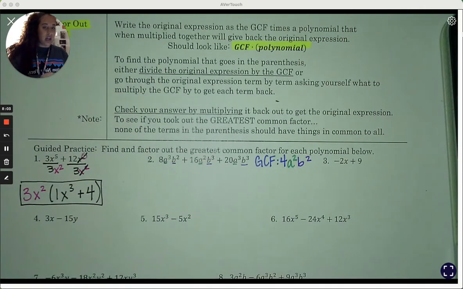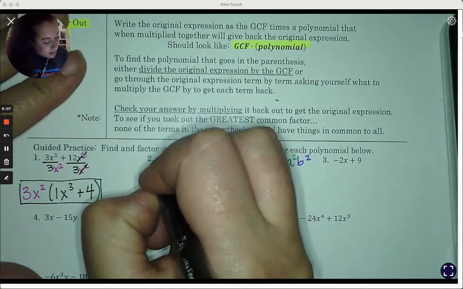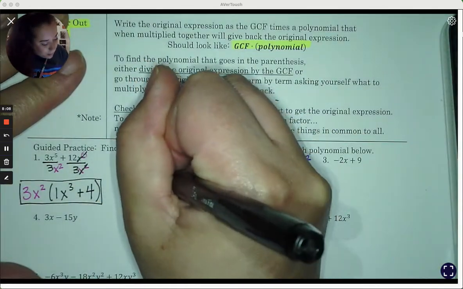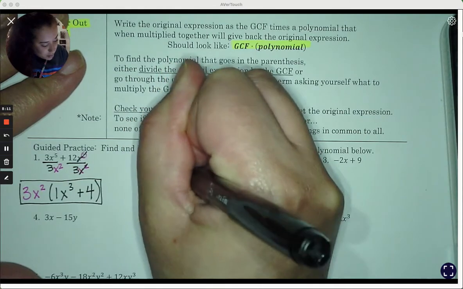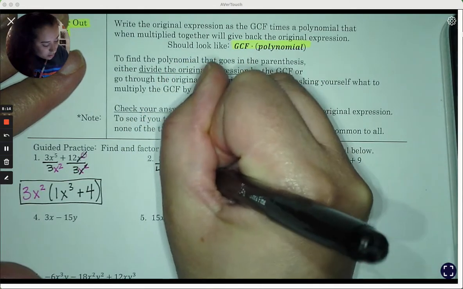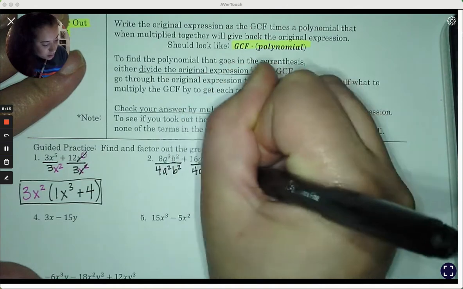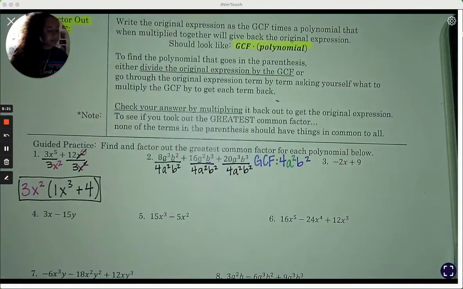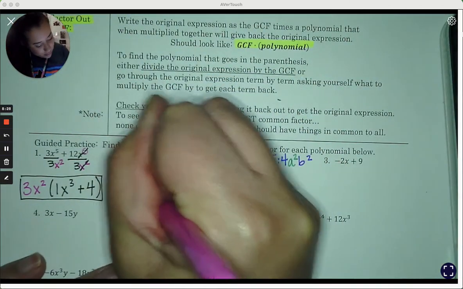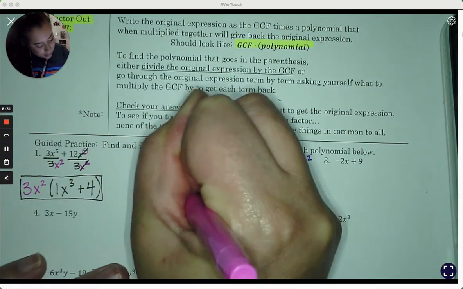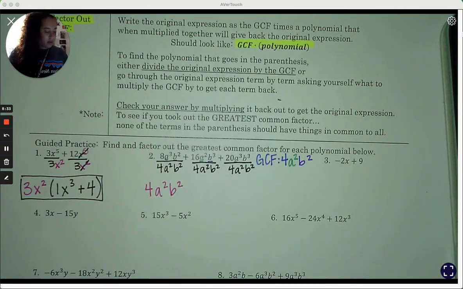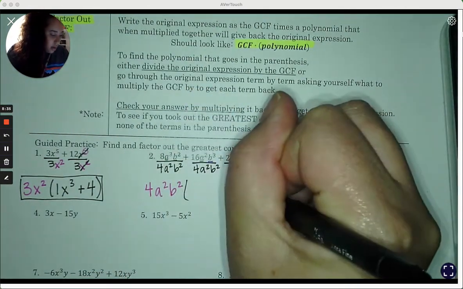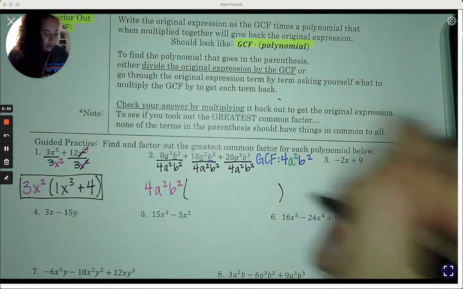Okay, so I'm going to divide this by 4, a squared, b squared. This by 4, a squared, b squared. And this by 4, a squared, b squared. So I already know my greatest common factor, so I'm going to go ahead and write that: 4, a squared, b squared. I'm going to have parentheses for whatever goes inside there.